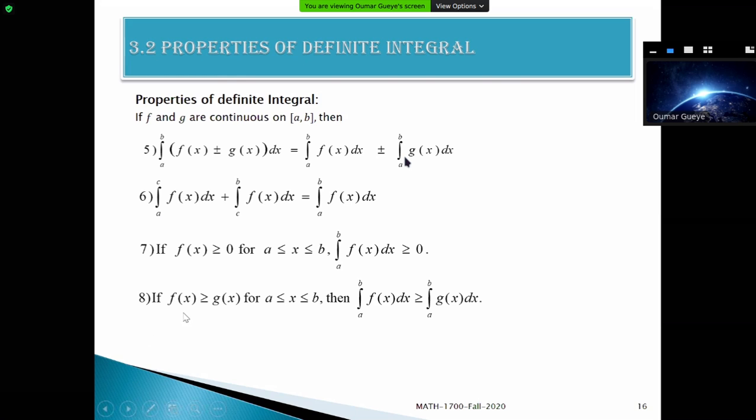So the next property here is, if f is greater than or equal to g for all x belonging to the interval [a, b], then the integral of f is going to be greater than or equal to the integral of g. Basically, it means the integral keeps the inequalities. As soon as f is greater than g, the integral of f is going to be greater than the integral of g.